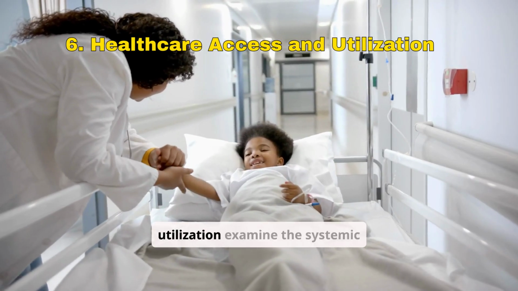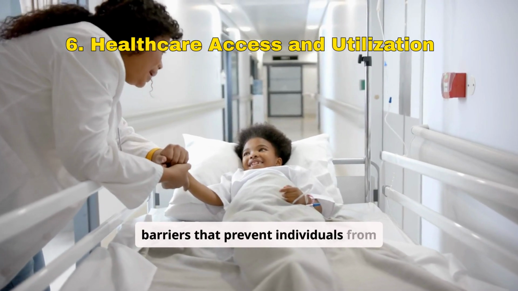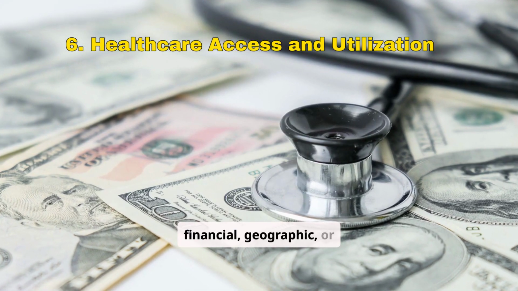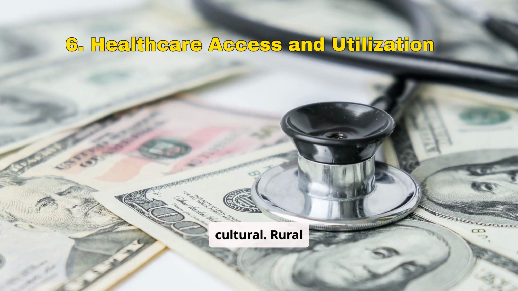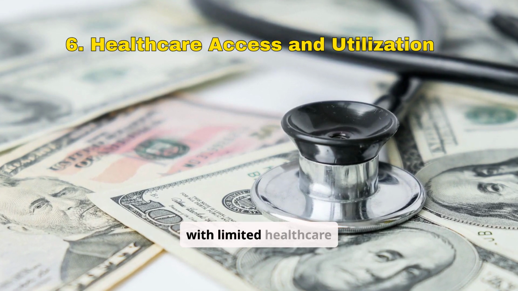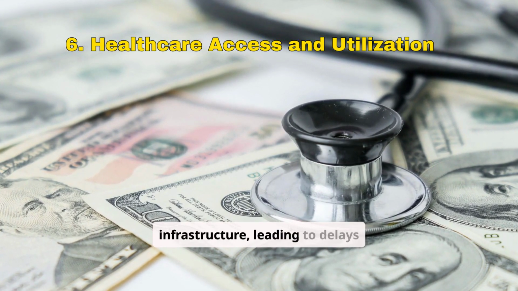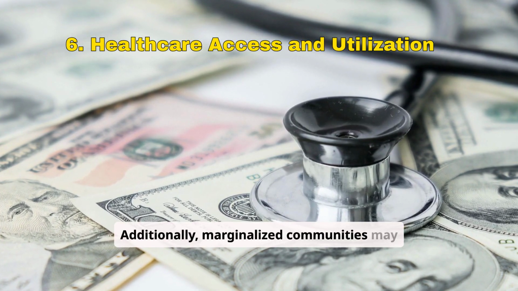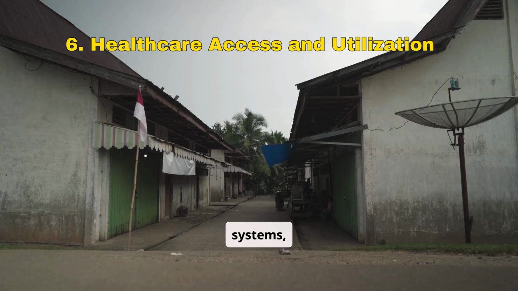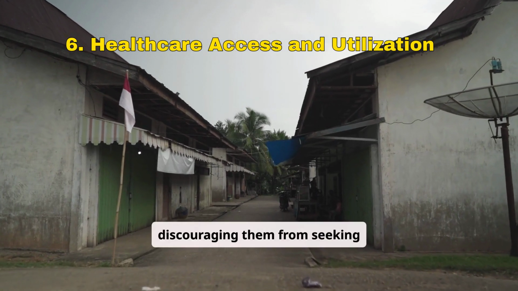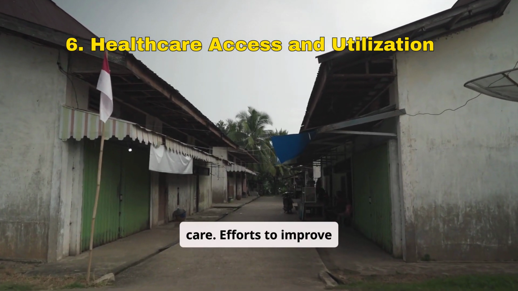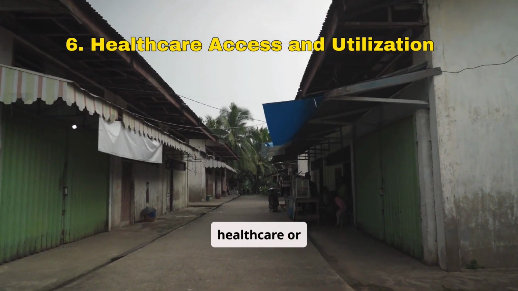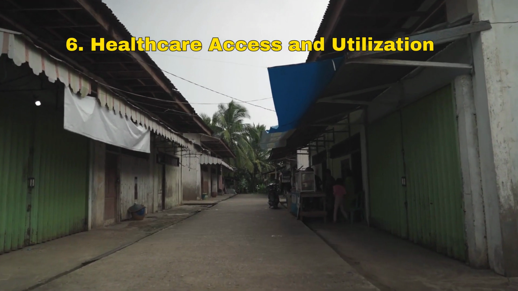Healthcare access and utilization examine the systemic barriers that prevent individuals from receiving adequate care. These barriers can be financial, geographic, or cultural. Rural populations, for instance, often struggle with limited healthcare infrastructure, leading to delays in treatment for serious conditions. Additionally, marginalized communities may encounter biases within healthcare systems, discouraging them from seeking care. Efforts to improve access must address these challenges through policies like universal healthcare or culturally sensitive provider training.